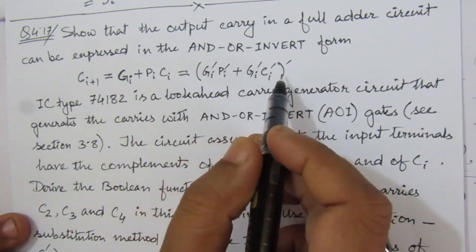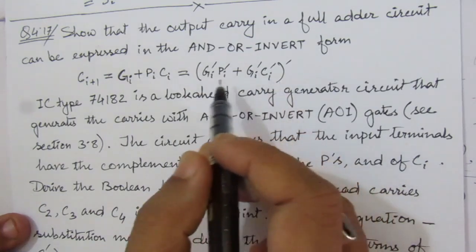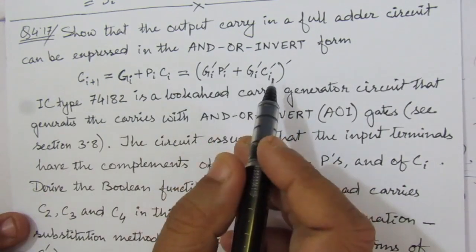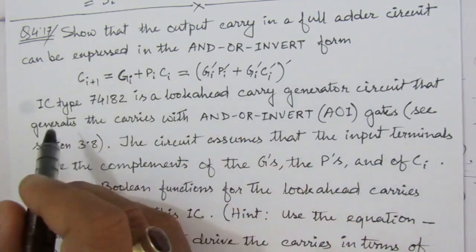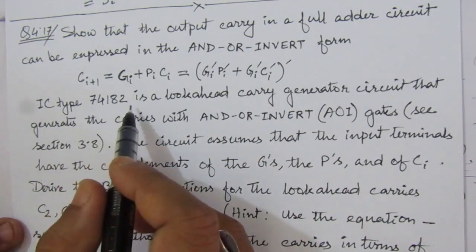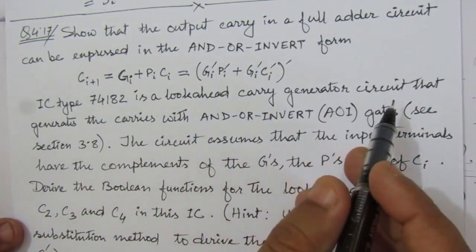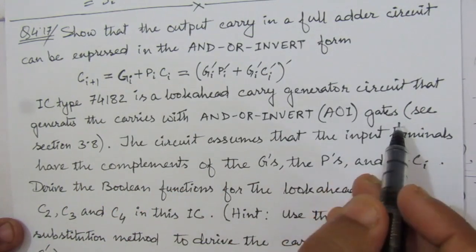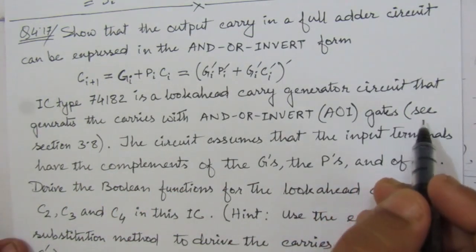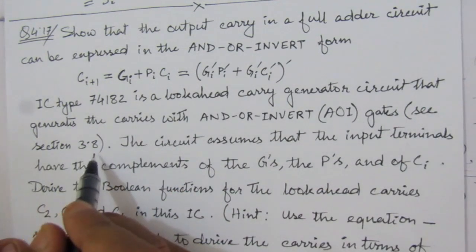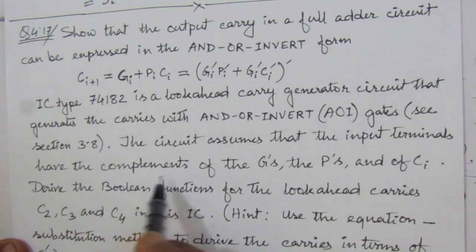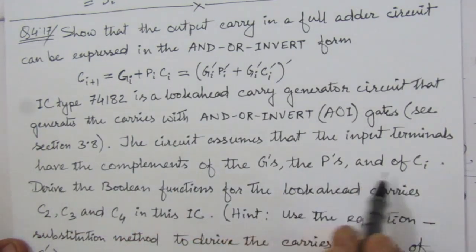We'll take the right-hand side of this problem, and then we will try to find out C(i+1) from this. Then the next part of the question is: IC type 74182 is a look-ahead carry generator circuit that generates the carries with AND-OR-INVERT gates. Here a reference to section 3.8 of the chapter is given. The circuit assumes that the input terminals have the complements of G, P, and Ci.